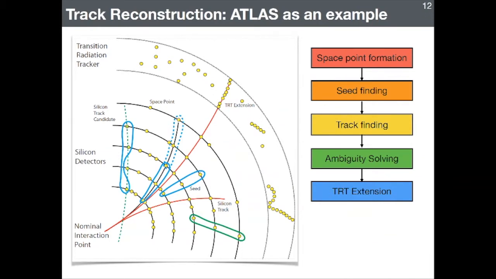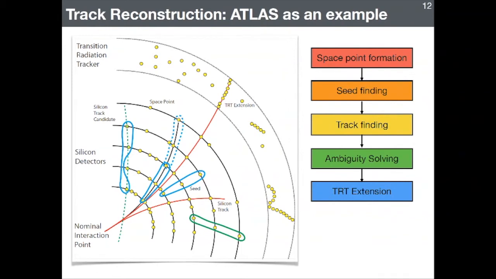After that, you need to extend them to find additional hits as part of the track finding. Then you come to something called ambiguity solving, which I'll come back to a little bit later, where you try to resolve between the multiple candidates that you have per track. Then finally, and this one is just for Atlas, you can try and extend into the TRT.